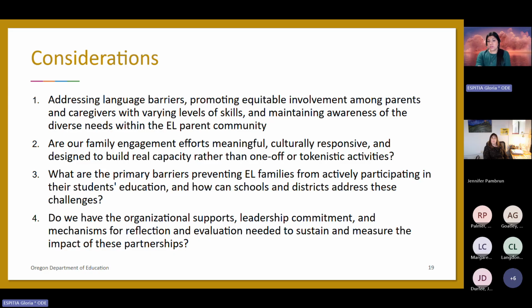Do we have organizational supports, leadership commitment, and mechanisms for reflection and evaluation needed to sustain and measure the impact of these partnerships? As educators, a lot of the time we only have control of what we do in our classroom. And so when we're thinking about broader-level involvement, really thinking about what leadership is supporting and where the resource allocation is. And so these are some of the considerations for our family involvement strategies.